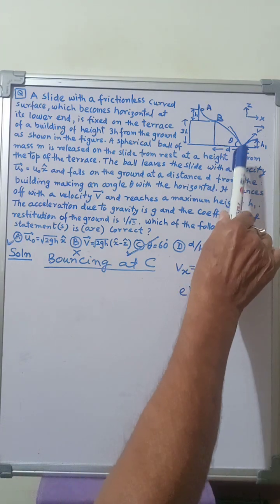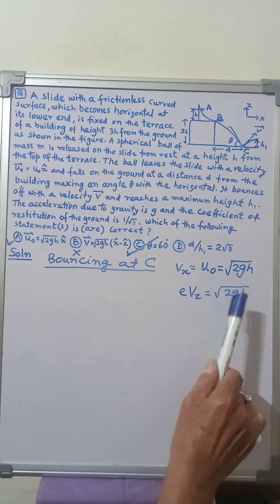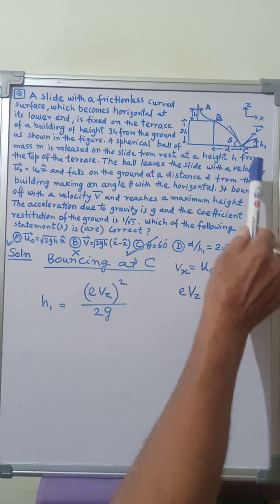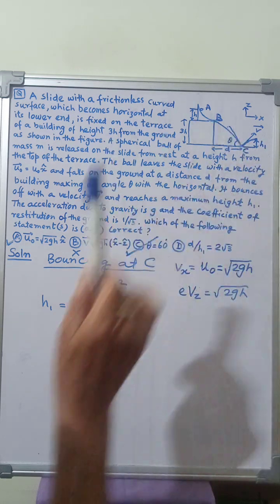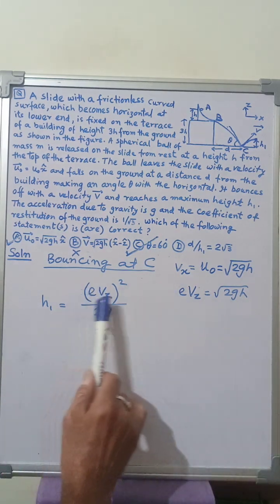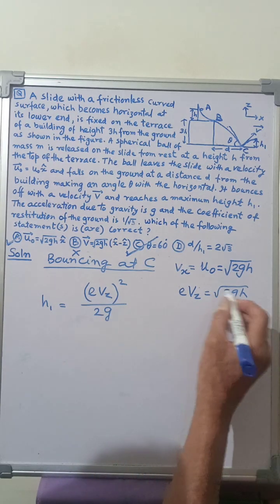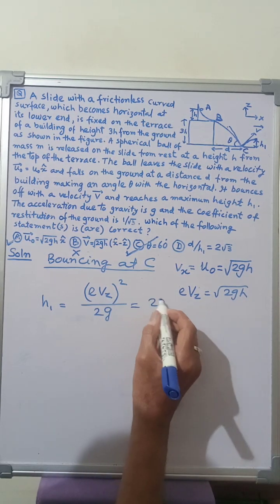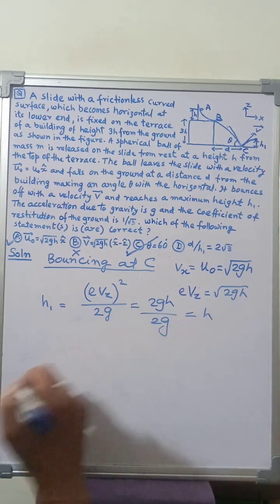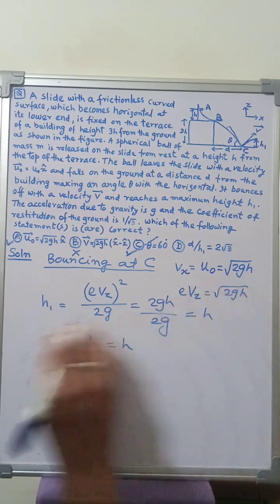So after rebound at C, the upward velocity is given by e vz = root over 2gh, that we have already calculated. Therefore, the height attained by the ball after rebound at C is given by h1, as given in the question. h1 = (e vz) whole square divided by 2g. Now e vz is equal to root over 2gh, whole square will give us 2gh by 2g, which is equal to h. Therefore, h1 is equal to h. We'll keep this here and remove everything else.